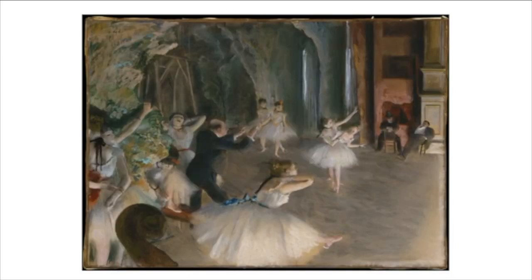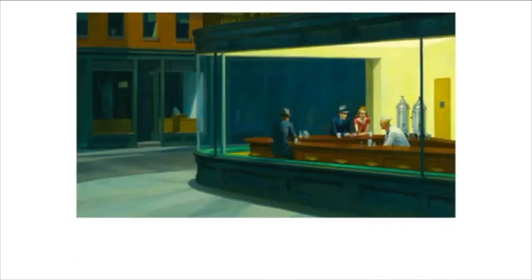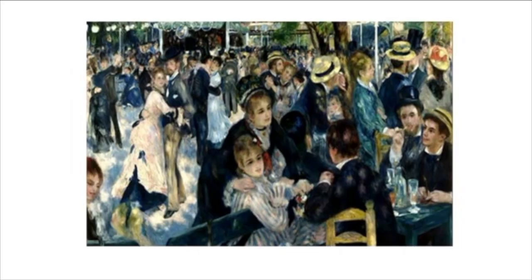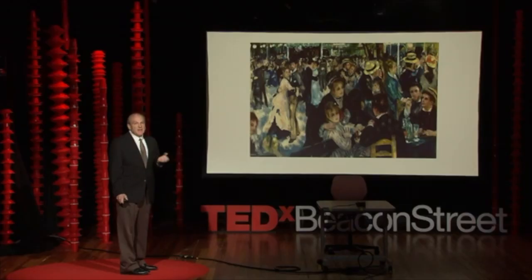And then the work of these artists, this is Degas, Edward Hopper, Renoir. All of them see light slightly differently, but they all manage to create a sense of time and place and evoke a real emotional response in the viewer. And this is what I try to aspire to when I create light for the theater.